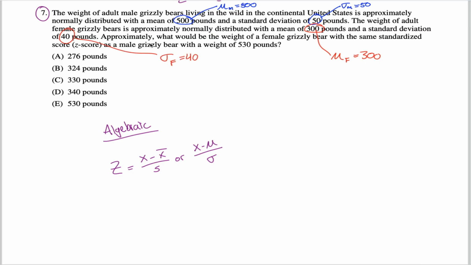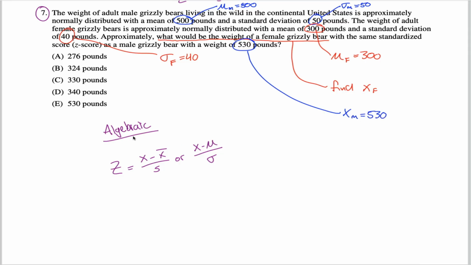And what we're asked is approximately what would be the weight of a female grizzly bear. In other words, find x sub f maybe, with the same standardized score as a male grizzly bear. So back over to blue here, that weighs 530 pounds. So what this is telling me is x of the males is equal to 530.